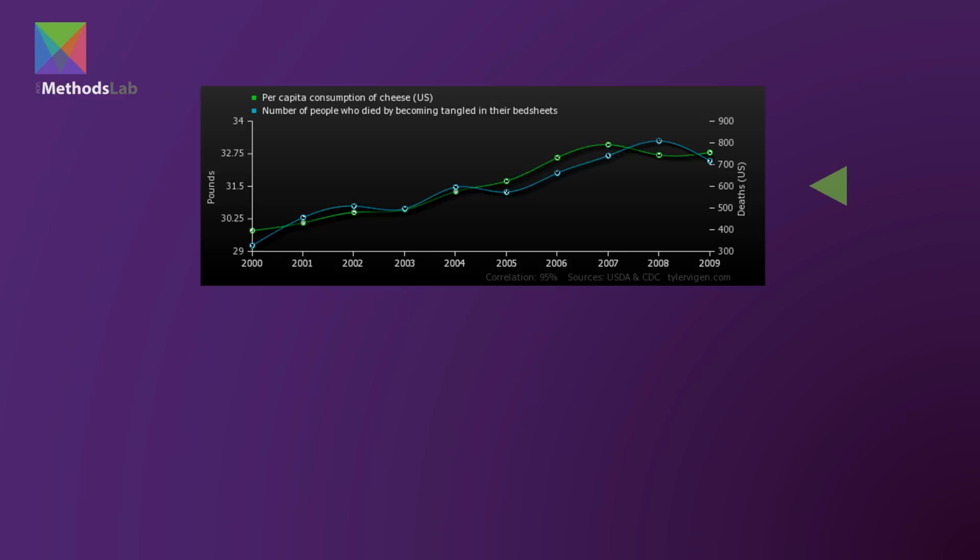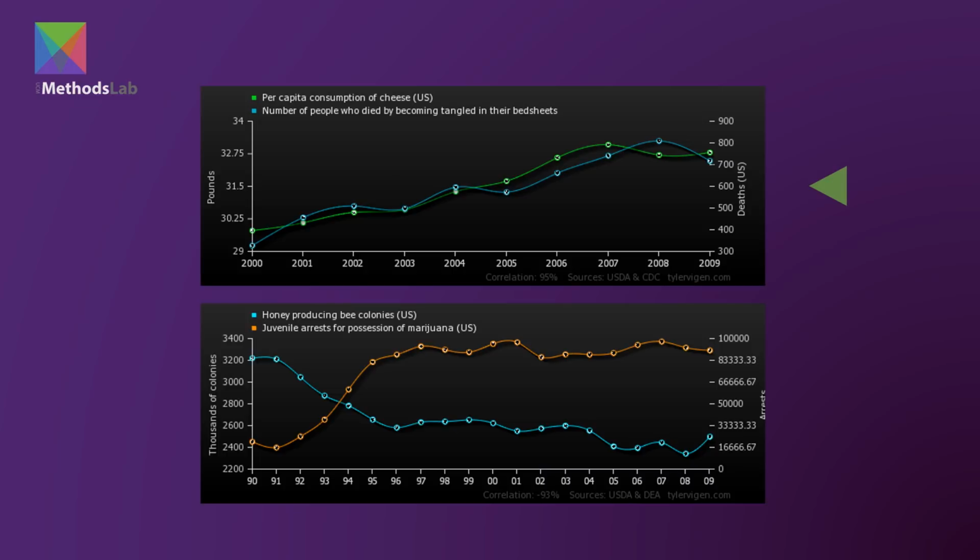Here's another one. Another one, which is an almost perfectly negative correlation. Let's see, that was 0.93, which is almost a perfectly negative correlation. And it's between honey-producing bee colonies in the US, so the number of them, and the juvenile arrests for possession of marijuana. Again, I don't think there is a strong relationship here, but it exists. So beware of how you use correlation.